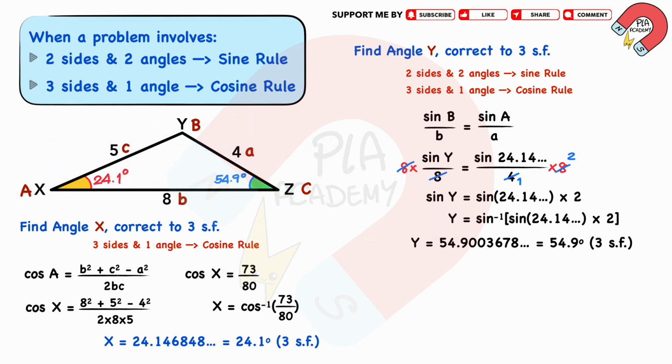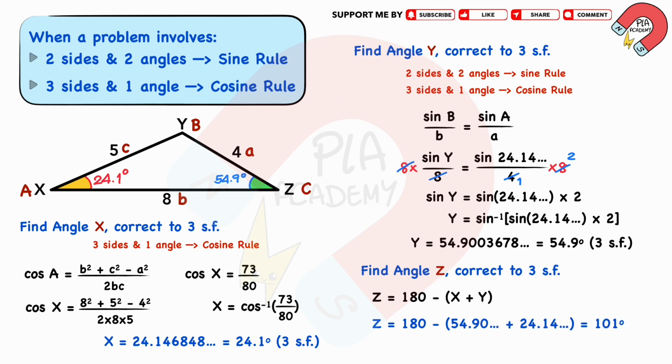Finally, let's find angle z to 3 significant figures. Remember, the interior angles of a triangle always add up to 180 degrees. So z equals 180 minus x plus y. Using our unrounded values to keep things accurate, we get 101 degrees to 3 significant figures.